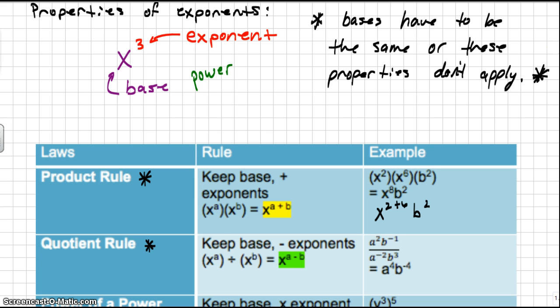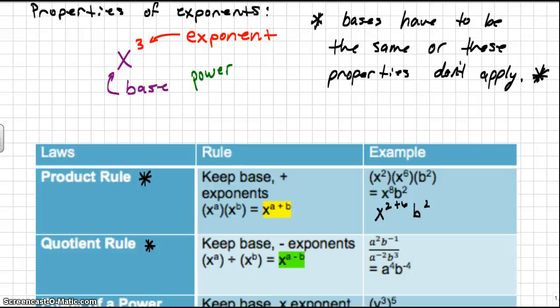Next is the quotient rule. The quotient rule says that if you have two powers divided, one divided by the other, with the same base, then instead of adding exponents like you do in the product rule, you subtract exponents. So for instance, multiplication is the inverse of division, so it only makes sense that we're going to do the inverse operation. Product was addition, quotient is subtraction. So x to the a divided by x to the b is going to give me x to the a minus b.